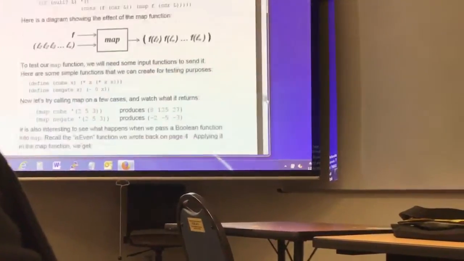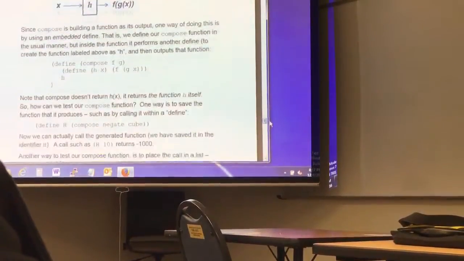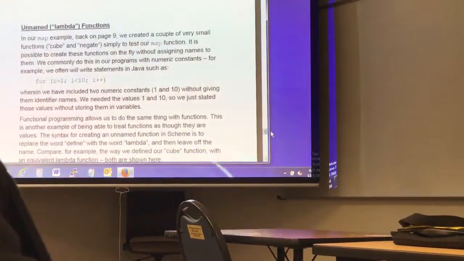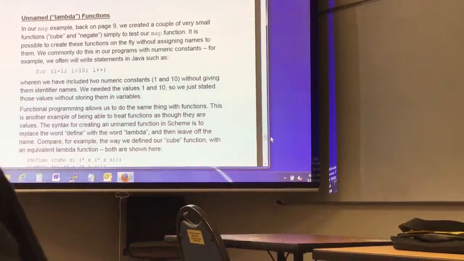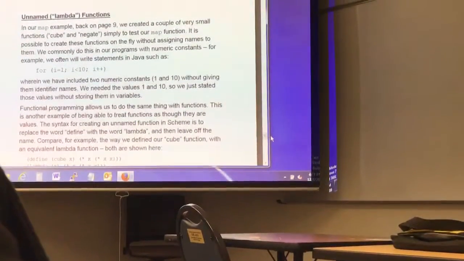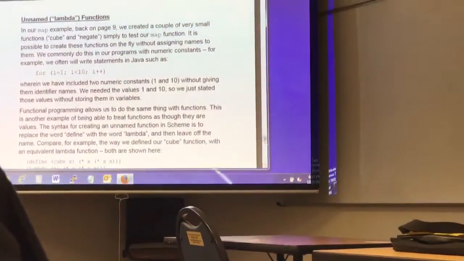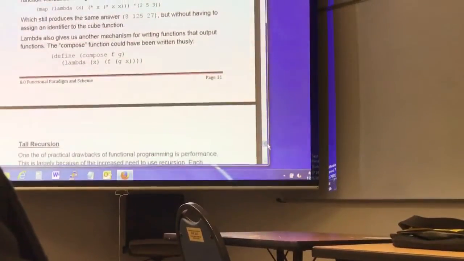as well as lambda functions. I don't think lambda functions made their way onto one of the quizzes, but they could appear on the final exam, so you should probably review those.